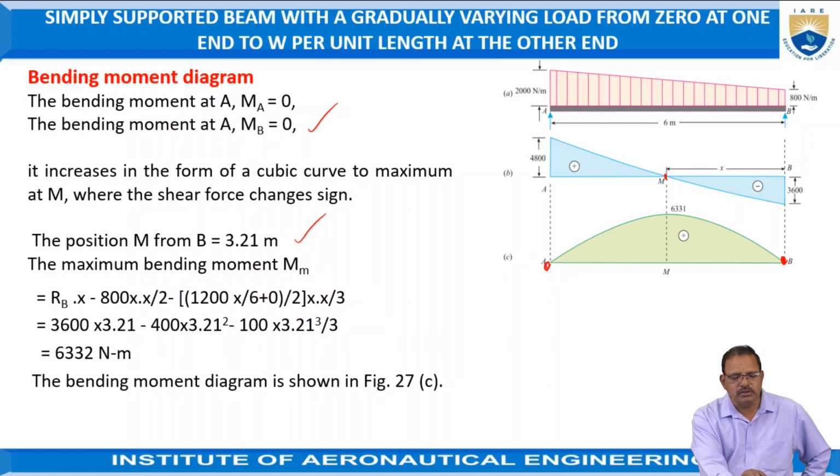The maximum bending moment is equal to RB into x minus 800 into x into x by 2, where 800 is the uniformly distributed load, length x is taken, total load acts at the middle, x by 2, minus 1200 is given, it is increasing, into x by 6 plus 0 divided by 2 into x by 3. From this relationship we got 6332 Newton meter. So to represent these values, join all these points by a cubic curve. This curve represents the bending moment diagram for the beam when it is subjected to the combination of uniformly distributed load and gradually varying load.